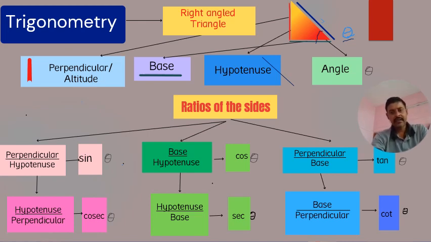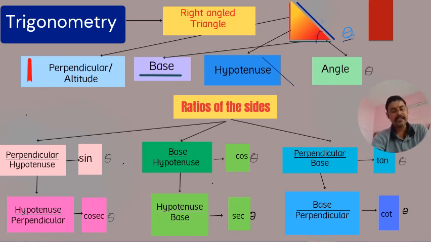So the second thing in trigonometry is the ratio of the sides, right? The ratio of these three sides, that is perpendicular, base and hypotenuse, gives six different ratios, and we have six different names for all those ratios. The first ratio is perpendicular upon hypotenuse, we call it sine theta. Second is base upon hypotenuse, we call it cos theta. And the third ratio is perpendicular upon base, we call it tan theta. So these three are the basic ratios.